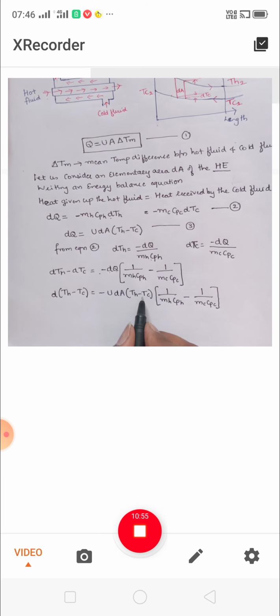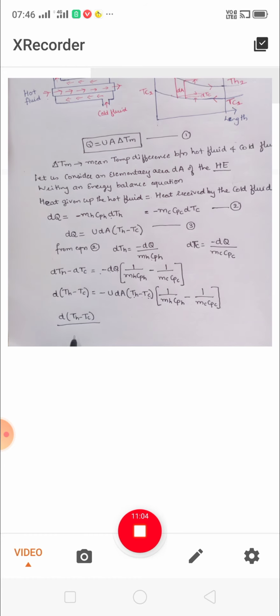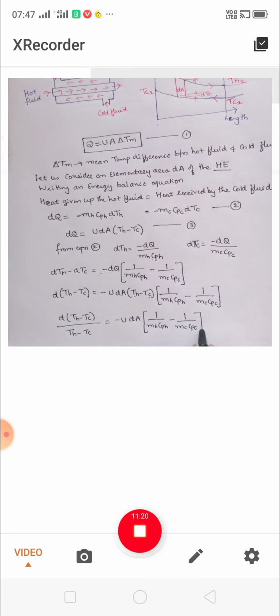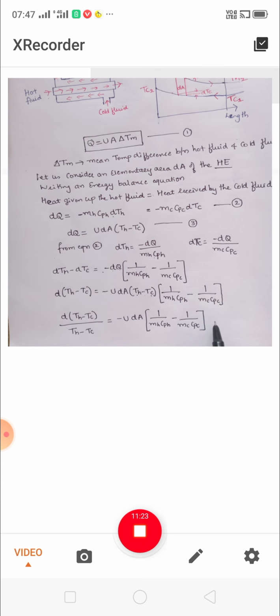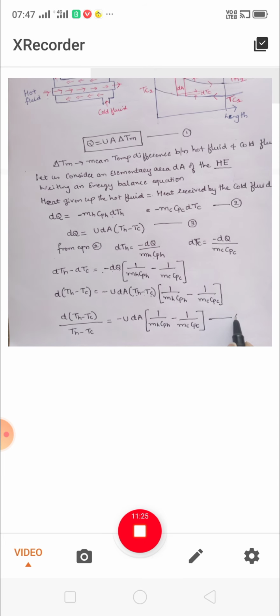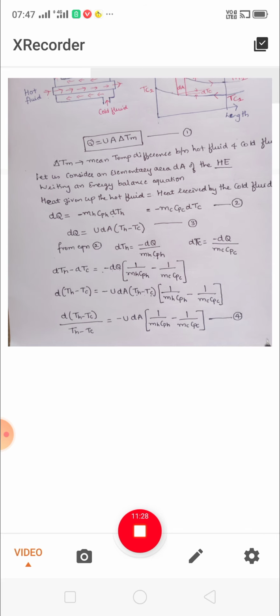So now this Th minus Tc term I will take to this side. So we'll write here d of (Th minus Tc) divided by (Th minus Tc). So it will be equal to minus U into dA, 1 divided by mh into cph minus 1 divided by mc into cpc. Let me call this equation as equation 4.